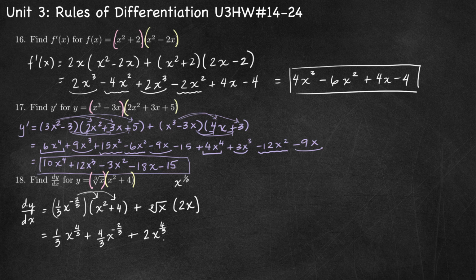And then I have like terms here. Two of my terms have x to the 4/3. So I'm going to add these coefficients since these are like terms. 2 plus 1/3 is 7/3. So the answer is 7/3 x to the 4/3 plus 4/3 x to the negative 2/3.